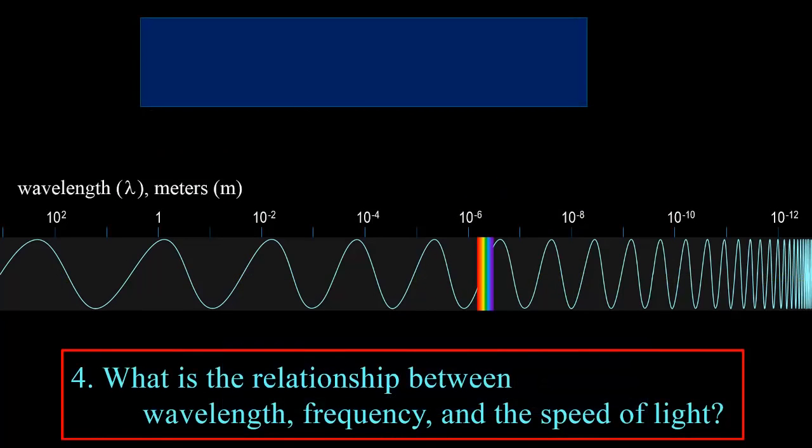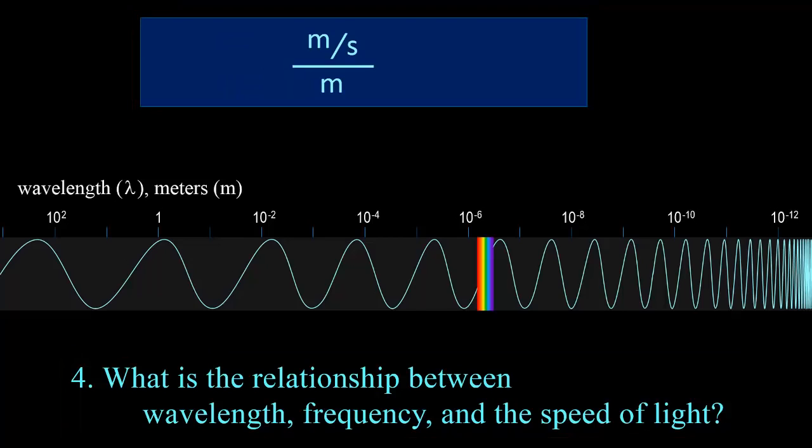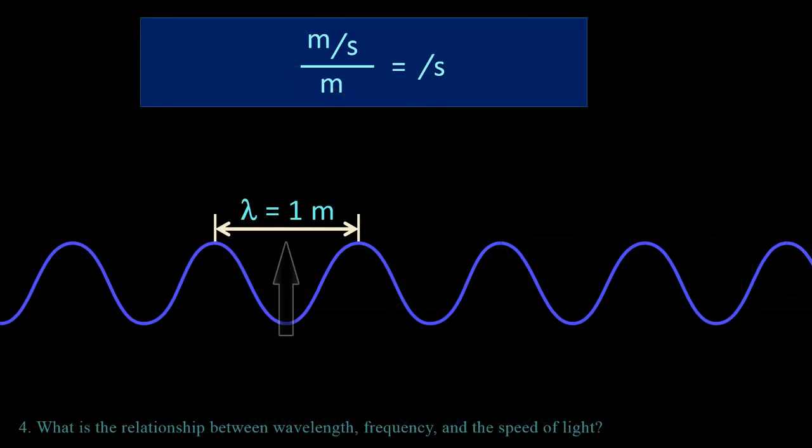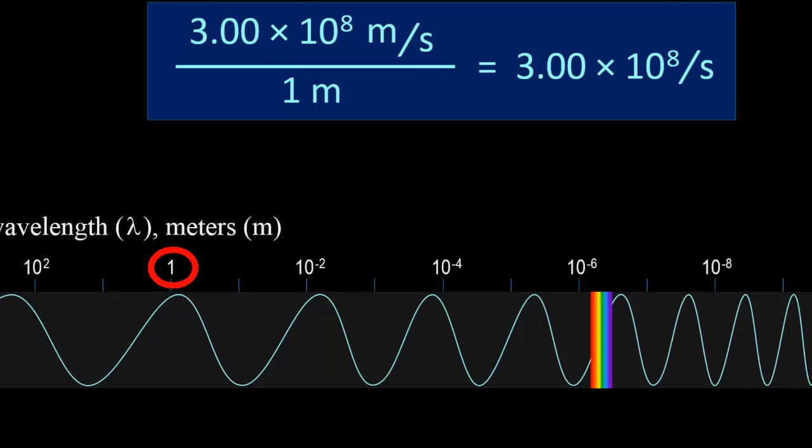So how are wavelength and frequency related to the speed of light? If we look at the units of speed and wavelength, we can see that dividing meters per second by meters will cancel meters, and we get per second, the unit of frequency. Let's say we have light with a wavelength of 1 meter. Its speed is 3 times 10 to the 8th meters per second, and the division gives us a frequency of 3 times 10 to the 8th cycles per second. So a wavelength of 1 meter corresponds to a frequency of 3 times 10 to the 8th cycles per second.